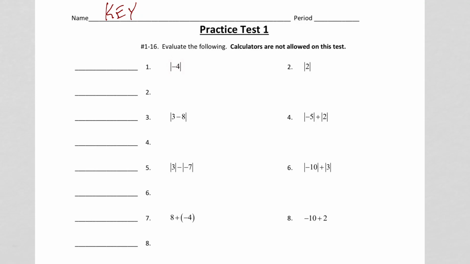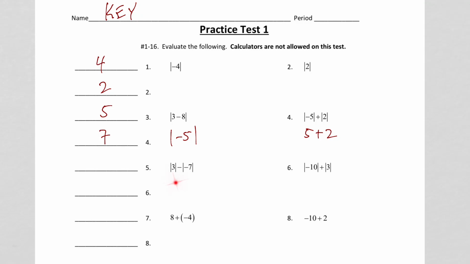Okay, the absolute value of something is always positive. First we go 3 minus 8 is negative 5, but the absolute value of that is positive 5. The absolute value of negative 5 is 5. The absolute value of 2 is 2. That adds up to 7.